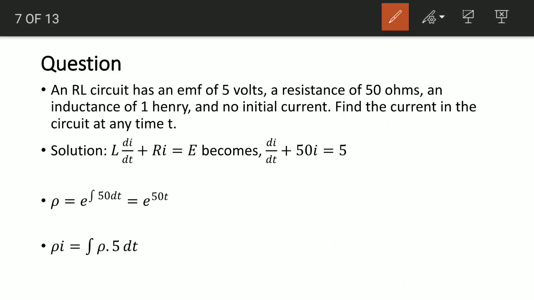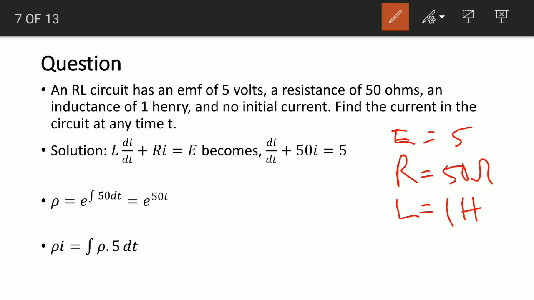Now we see a question here. An RL circuit has an EMF of 5 volts, a resistance of 50 ohms, an inductance of 1 henry, and no initial current. Find the current in the circuit at any time t. So the EMF, which is E, is equal to 5, the resistance R is equal to 50 ohms, and the inductance L is equal to 1 henry.